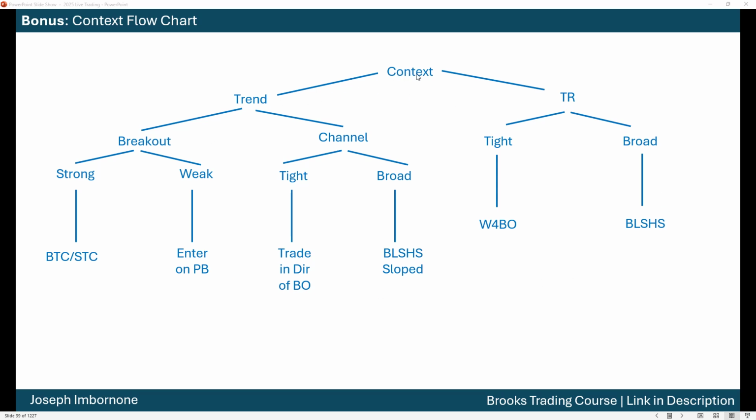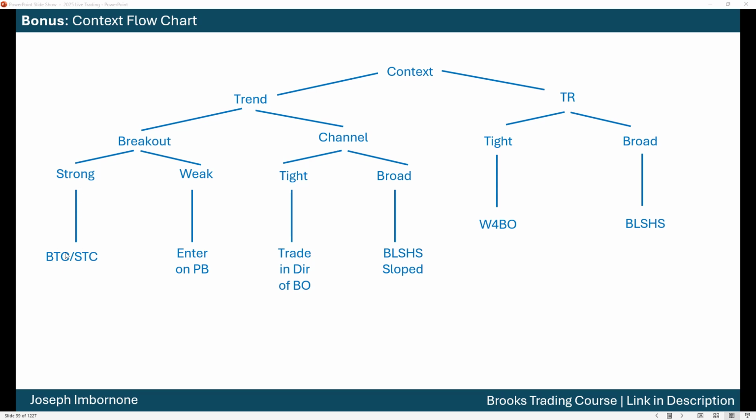The goal is to have an image for every one of these answers, basically. What's the context, trend or trading range? We go down the line, and you have a mental image for what a strong breakout looks like, what a weak breakout looks like, what a tight channel looks like, a broad channel. Each and everything, you should have a mental image for it. And again, at the end of each decision tree, at the end of, I think it's called the terminal node, you get the actual action.